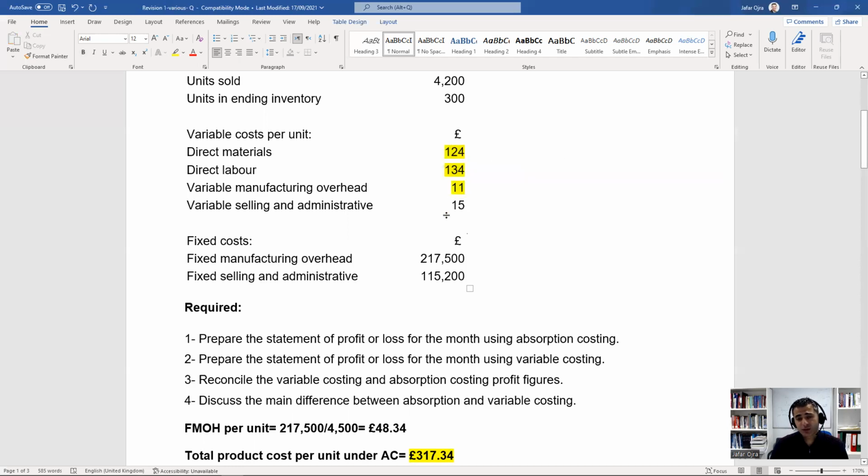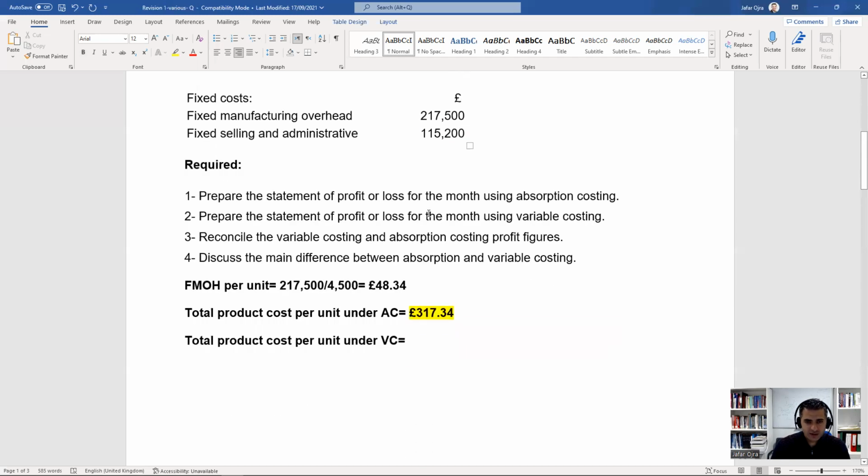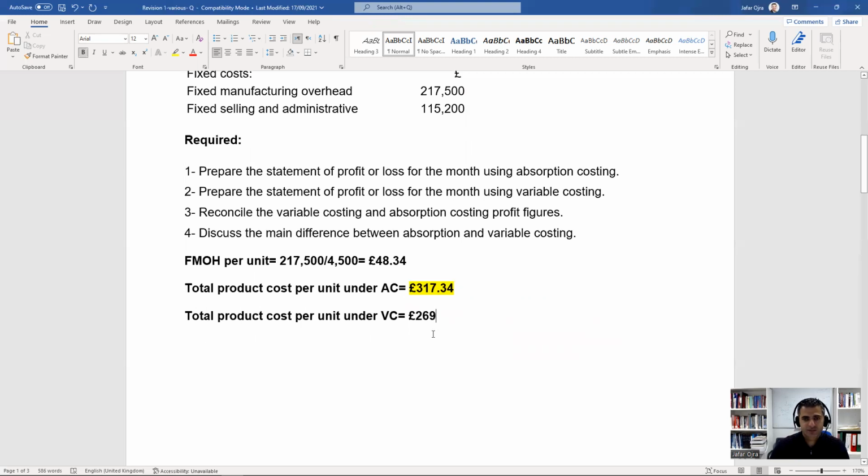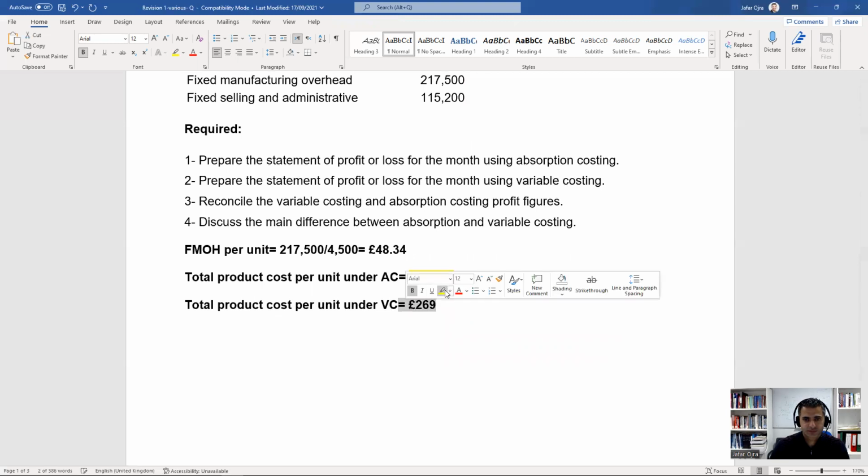Variable selling and admin, of course not, because these are not manufacturing costs. We're talking about only the product cost, the manufacturing cost. So we have all the variable elements, including direct material, direct labor, and variable manufacturing overhead. If you add 124 plus 134 plus 11, you should find that it's 269. So that is the total product cost per unit under variable costing.